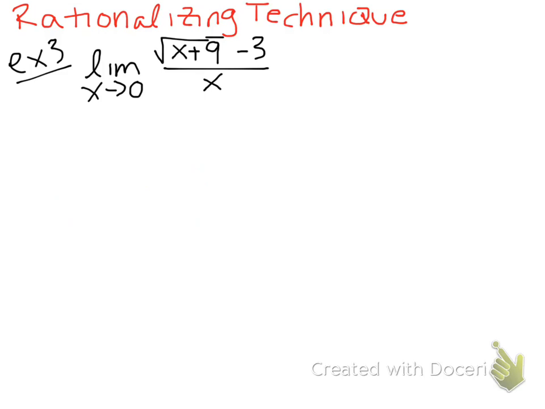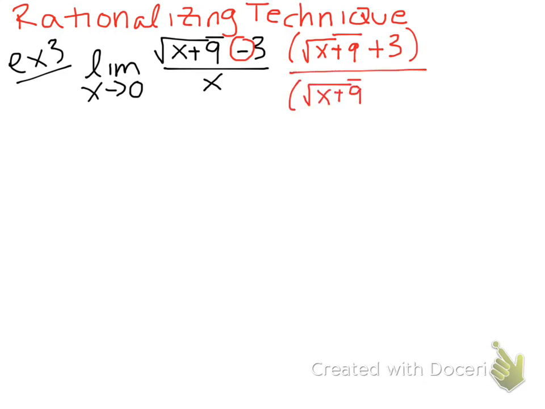In order to do that, we need to multiply the top and the bottom by the conjugate of the numerator. So remember, to do the conjugate, this middle symbol becomes the opposite. So we're going to multiply by the square root of x plus 9 plus 3 over the square root of x plus 9 plus 3. This way, we're not changing the fraction, we're multiplying by 1, so it stays as an equivalent fraction. So now we have the limit as x approaches 0.